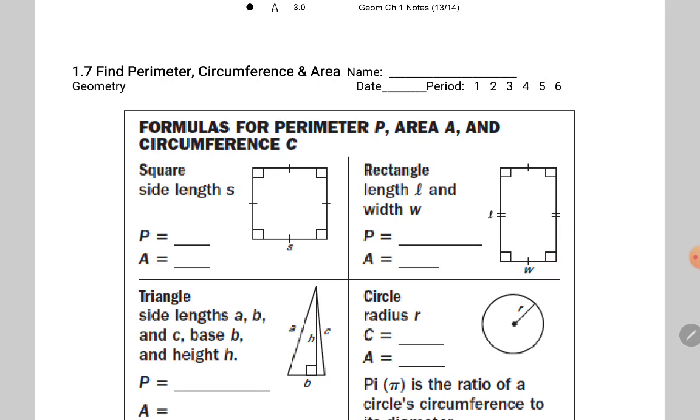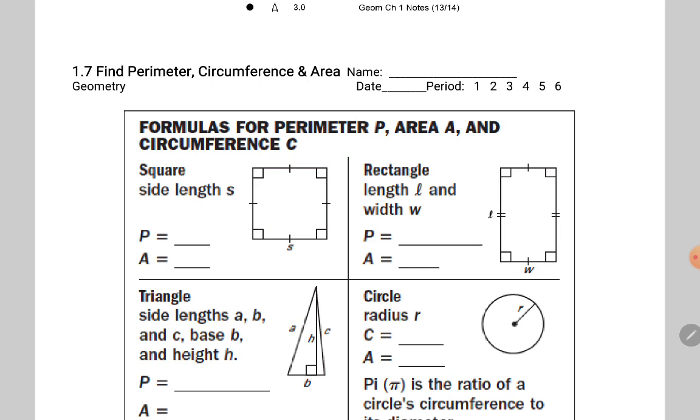Let's review some perimeter, circumference, and area. If you don't know what the perimeter means, it's the distance around the outer edge here. You would add all the sides together, and that's how you would get your perimeter. Just adding.